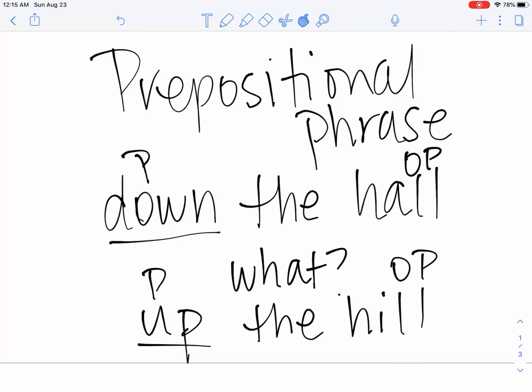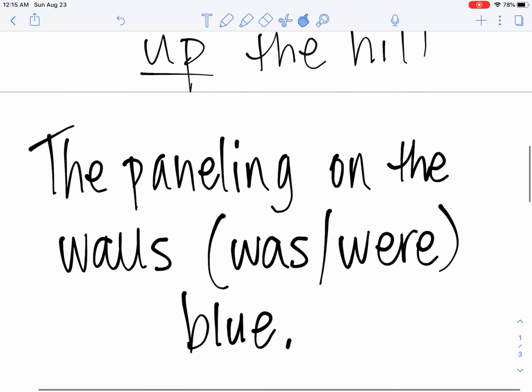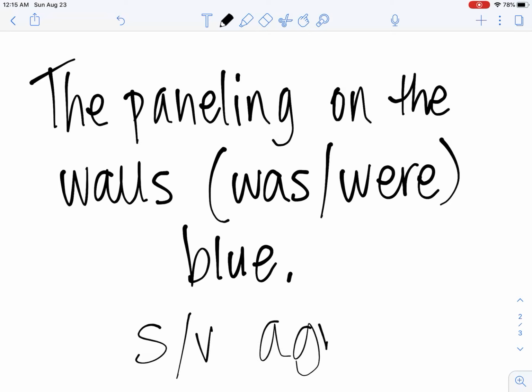So here is why this is important. You all are going to be taking the ACT sometime this year, and it's testing a variety of grammar, mechanics, usage skills. So take a look at this sentence that is actually from a released ACT. I use this as an example all the time. It says, the paneling on the walls blank blue. So what you need to do with this one in order to determine what verb goes there, this is actually testing what's called subject-verb agreement.